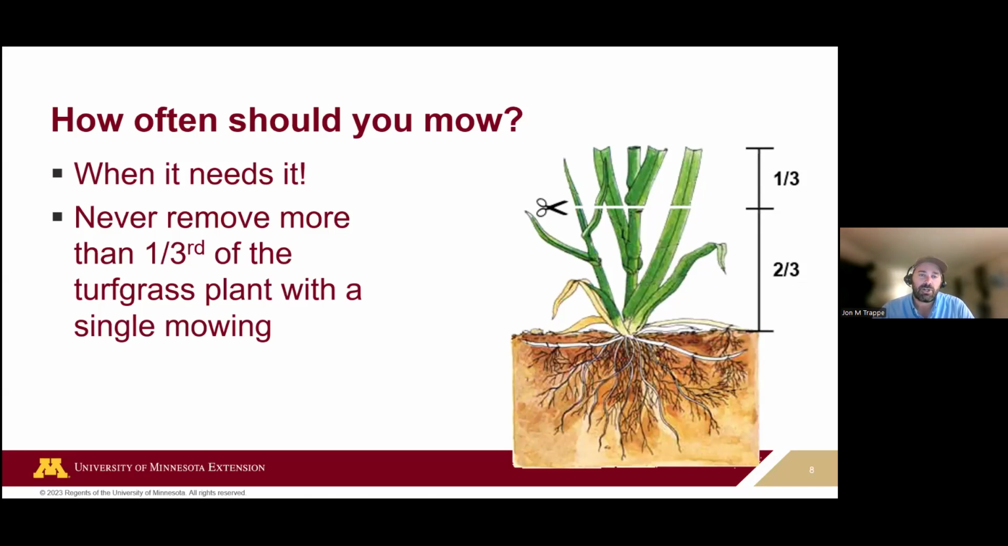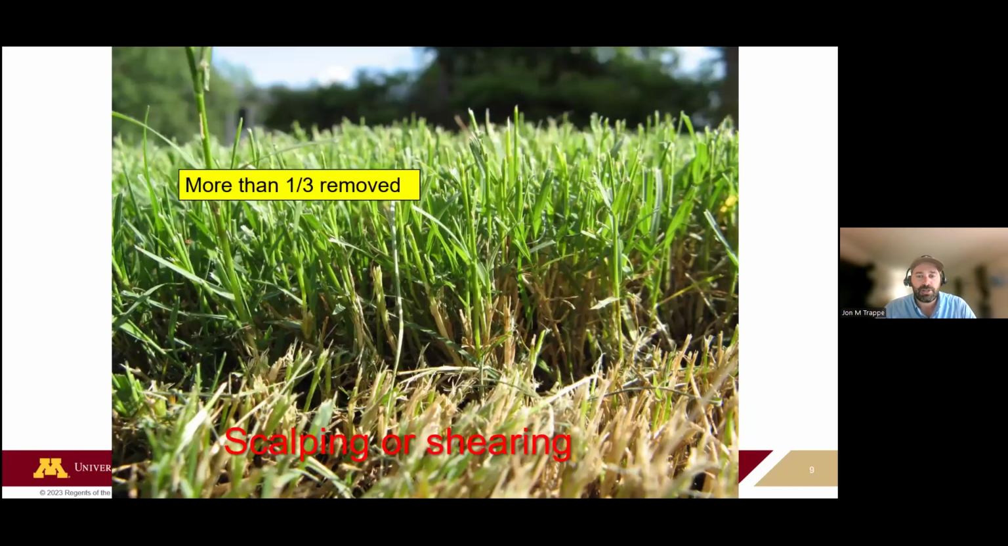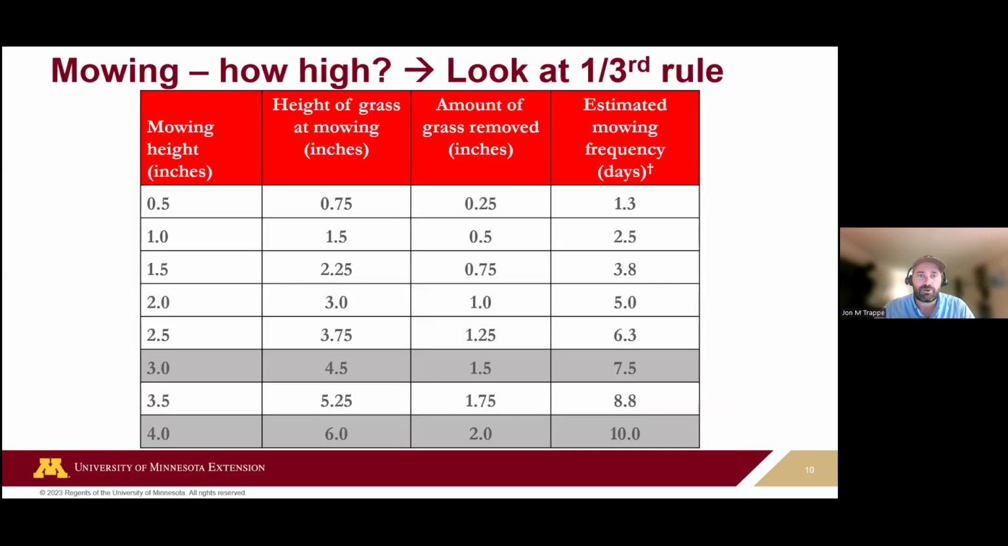So we recommend to never remove more than 1/3 of the turfgrass plant in a single mowing. That's what determines the quote unquote need for how often it needs to be mowed. Here's an example when more than 1/3 of the above ground tissue was removed. We call this scalping or shearing. This is quite stressful on the lawn, regardless of the time of year. But we really try to base the mowing practice off of this 1/3 rule.